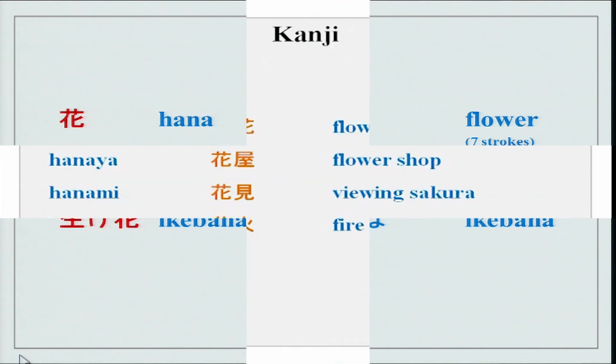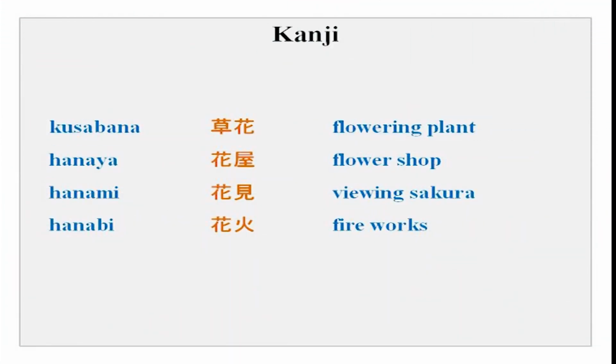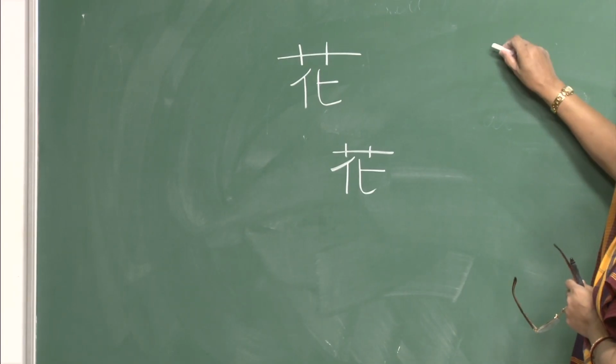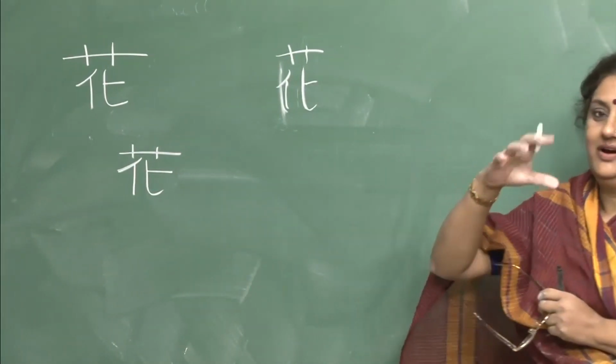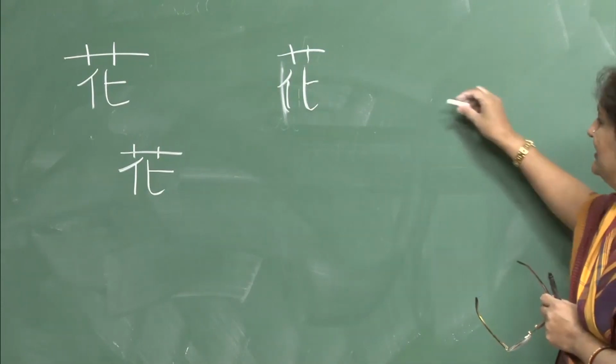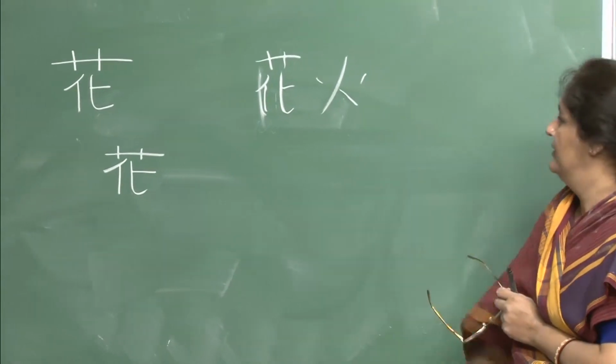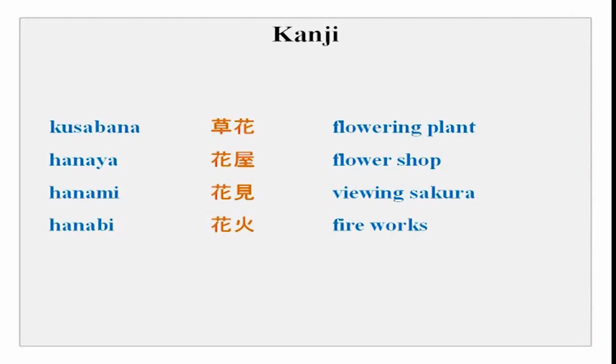There are some words. Kusabana is flowering plant. Hanaya, as I told you just now, is a flower shop. Hanami you have already done, is viewing cherry blossoms or sakura blossoms, and hanabi, which is a new word, is fireworks. And why fireworks? Because the fireworks that you see generally come out as a flower, hana, and bi. So, this is a new word for you, fireworks. This character you have done, this means fire.